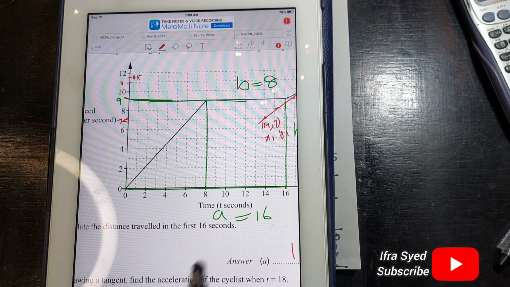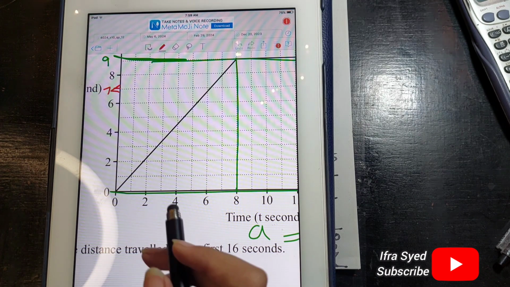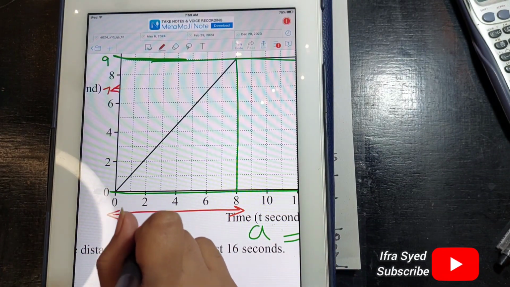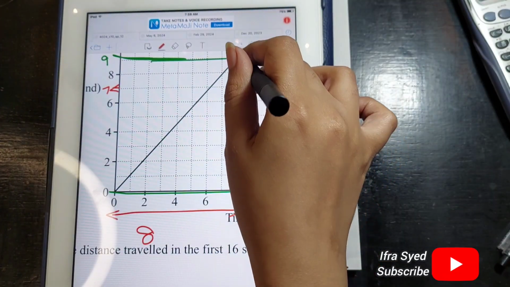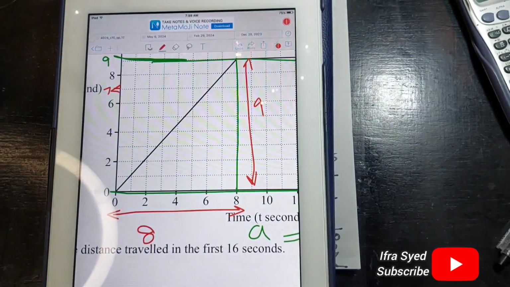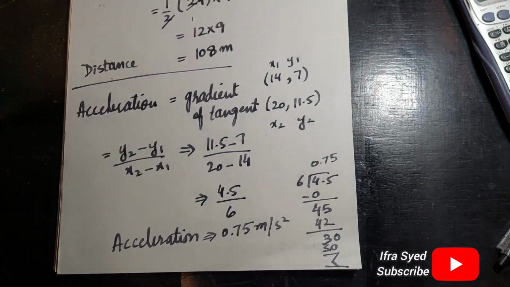We can easily find the distance of the first 8 seconds. As you can see, in the first 8 seconds there is a triangle. So we can find the distance by using the area of the triangle. As you all know, the area of a triangle is 1 by 2 into base into height. Here you can see that the base of this triangle is 8, and the height of this triangle is 9. So we can use these two to find the distance of the first 8 seconds.